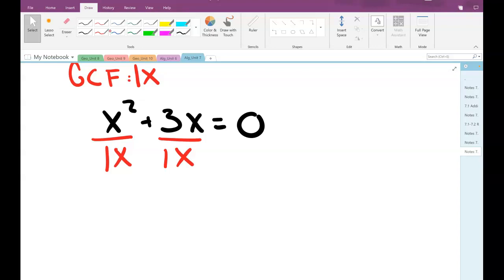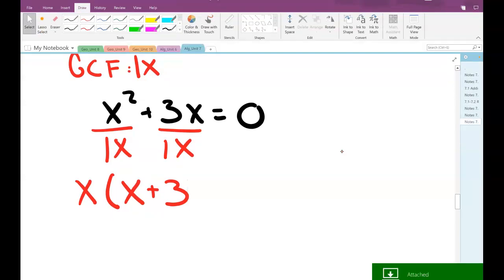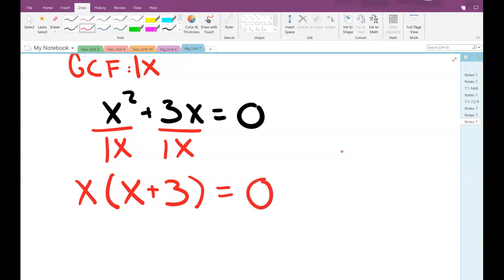So I take this, I put my greatest common factor out in front. x squared divided by x is an x. 3x divided by 1x is 3. So it'll be plus 3. Then we close our parentheses. And then this is still equal to 0.